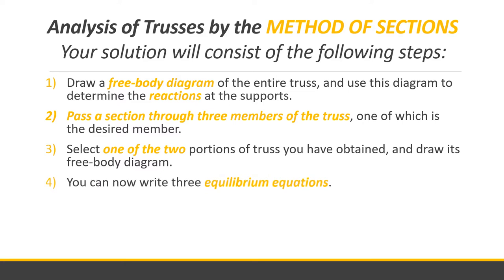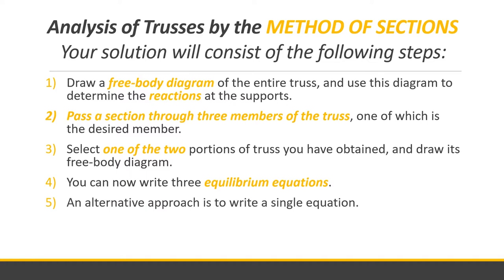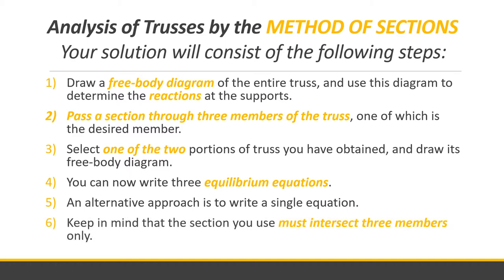Now you can write the three equilibrium equations to find those unknowns. If you have only one member to determine, you can use an alternate approach and write a single equation to find that unknown. Finally, keep in mind that the section you use must intersect three members only, not four or five, because we only have three equations, so there must be three unknowns also.